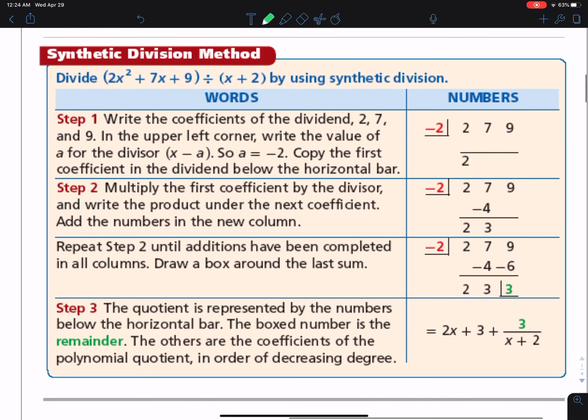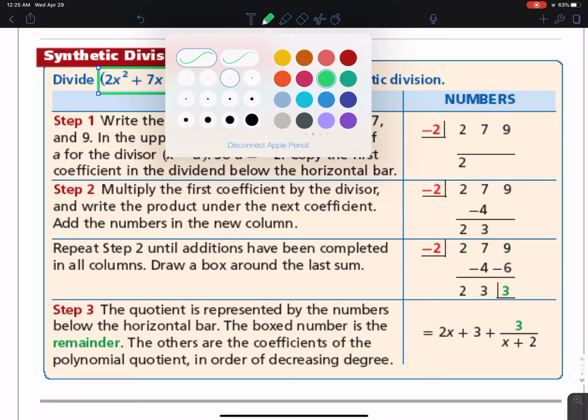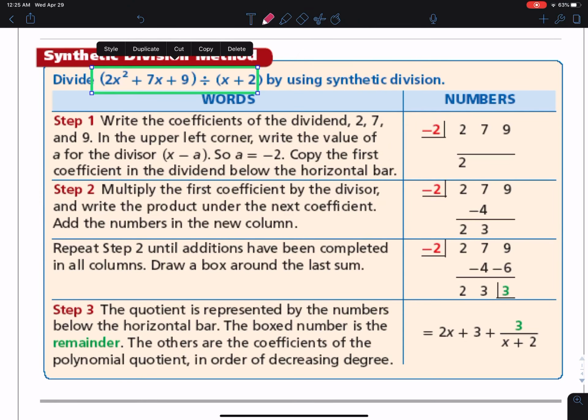Okay, so here's the first example. This looks familiar. It's like something that we did in the regular long division notes: 2x squared plus 7x plus 9 divided by x plus 2. But in this case, we're going to be using synthetic division. So step 1 says write the coefficients of the dividend, 2, 7, and 9. And again, if you need placeholder zeros, you need to write any placeholder zeros that are not there.